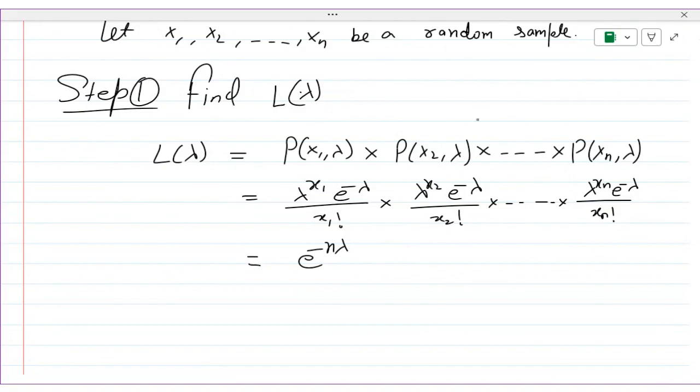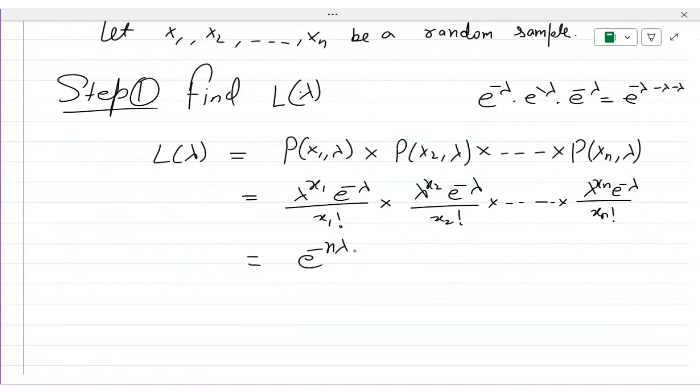Students, if you multiply e power minus lambda with e power minus lambda into e power minus lambda, if there are 3 times, then you will get e power minus lambda, minus lambda, minus lambda, that is e power minus 3 lambda. Base same, power added. So minus lambda, minus lambda, minus lambda, which is e power minus 3 lambda. So here they are n times, so e power minus n lambda we will get, right?